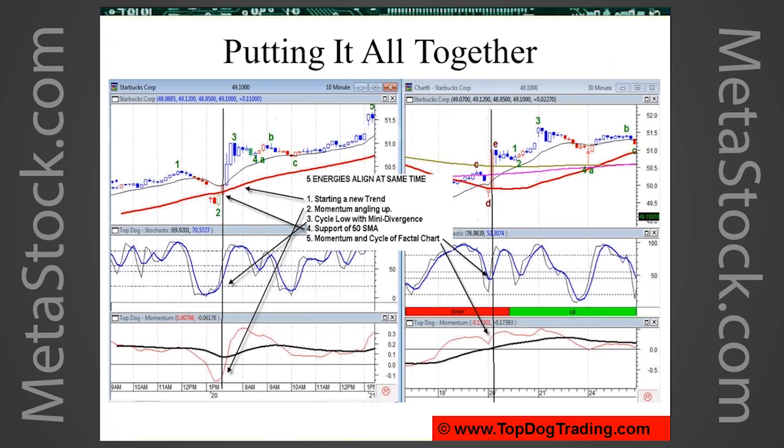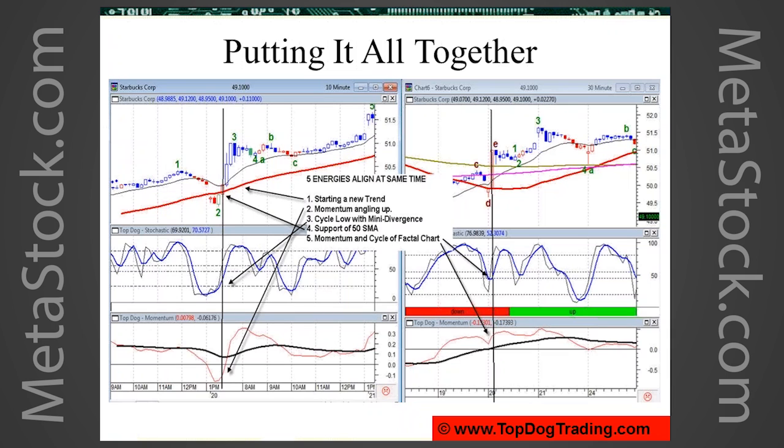Okay, so let's put it all together here and show you visually. Sometimes it's easier to just see it visually than it is to talk about it, but you understand the concepts now. So here's Starbucks, and this is an intraday chart, 10-minute on the left, 30-minute on the right. Our setup chart is the 10-minute on the left. Our confirmation chart, what I call the fractal energy, is the 30-minute on the right.